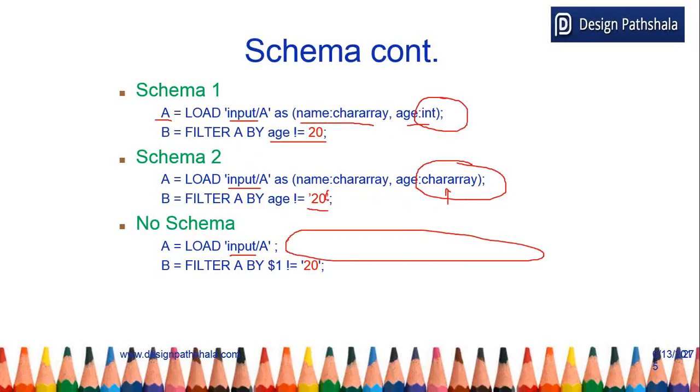Here I've just given 2 quotes. So I'm giving 20 as a character comparison to this age, and Pig will do the rest. That's the rest of the things for me. And here I have not even told Pig how many columns there are in my file.